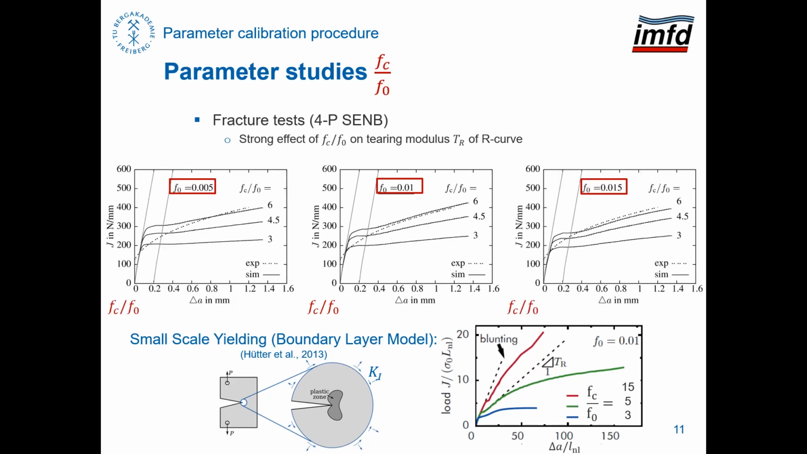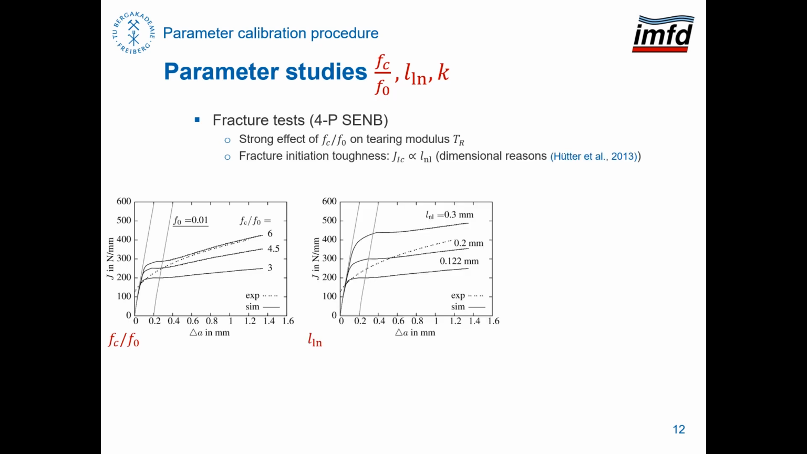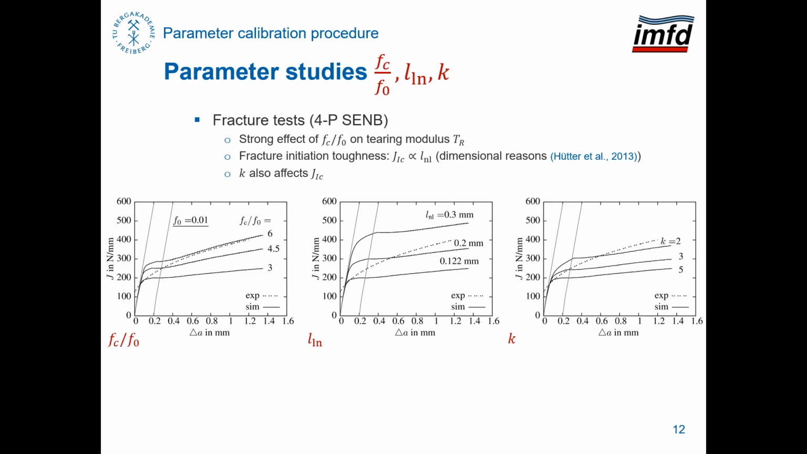For the SANB test, slight changes of the initial porosity, but same ratios Fc/F0 yield comparable R-curves. Besides the strong effect of Fc on the slope of the R-curve, the fracture initiation toughness is directly influenced by the internal length. This fact is already given by dimensional reasons. Unfortunately, the slope of accelerated void growth, K, also shifts the fracture initiation toughness. At this point, further assumptions are needed.